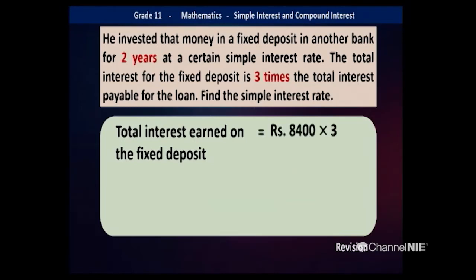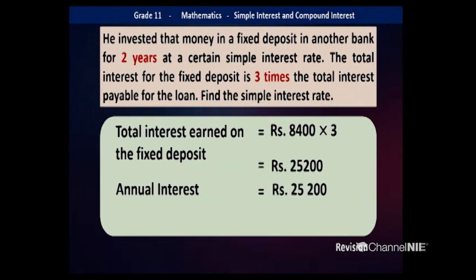Then 8,400 is the interest for the loan under reducing balance method. Once you multiply it by 3, the answer is 25,200. What is this 25,200? Interest for the loan multiplied by 3. Then they say this interest is equal to the simple interest for 2 years. This 25,200 is the total interest from the investment for 2 years.